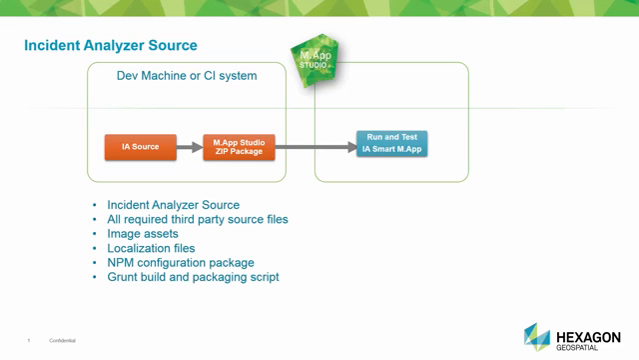The Incident Analyzer source contains everything needed to modify, build, package, and deploy a modified Incident Analyzer app to the Exchange. This package includes the Incident Analyzer source, all required third-party source files, image assets, localization files, the npm configuration package, the grunt build and packaging script.